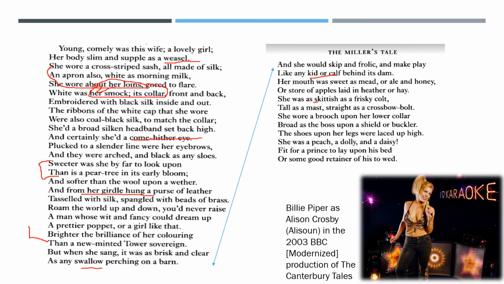She was as skittish as a frisky colt, tall as a mast, straight as a crossbow bolt. She wore a brooch upon her lower collar, broad as the boss upon a shield or buckler. The shoes upon her legs were laced up high. She was a peach, a dolly, and a daisy, fit for a prince to lay upon his bed, or for some good retainer of his to wed.